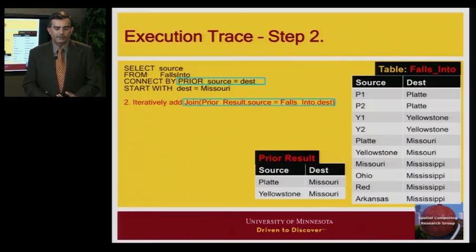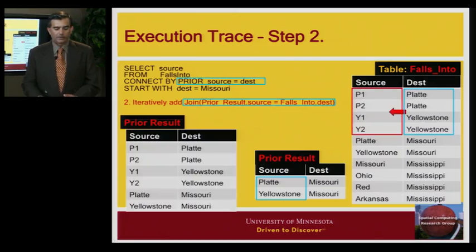So in other words, you can take a look at the prior source. In our result so far there are 2 sources, Platte and Yellowstone, and now we go back to the original table falls into and ask what they match on the destination side, as specified here. In this case, as you can see, it will match 4 rows in the original table, and all of these 4 rows will become part of your result. So all of this will get added, and now your result has the original 2 rows and 4 new rows, 6 rows. Now, step 2 can be repeated again.